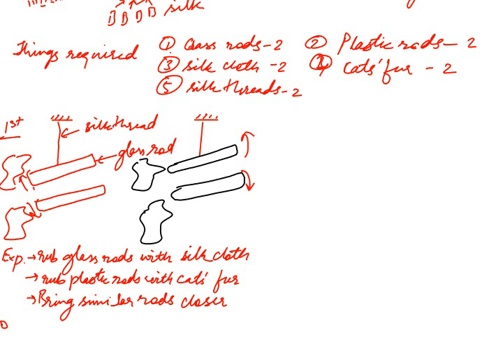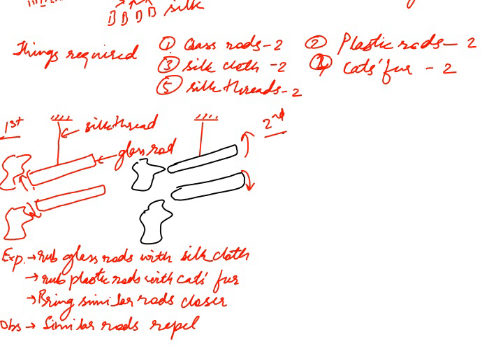So our observation is that similar rods repel each other. This is the first process I have done, the 3 steps in this process, and this is my observation. Now moving to the second process.